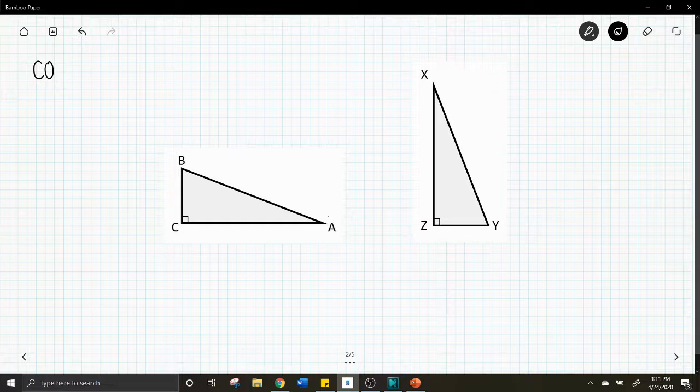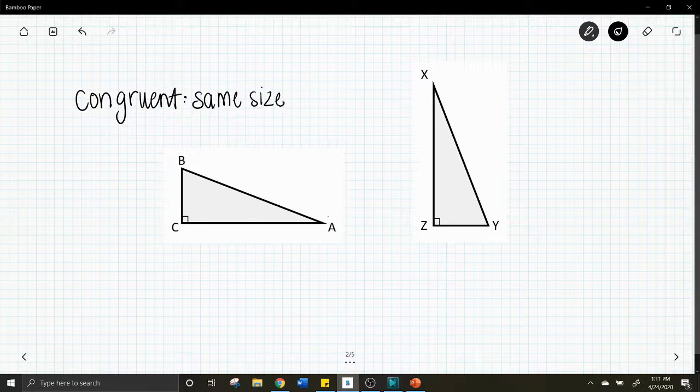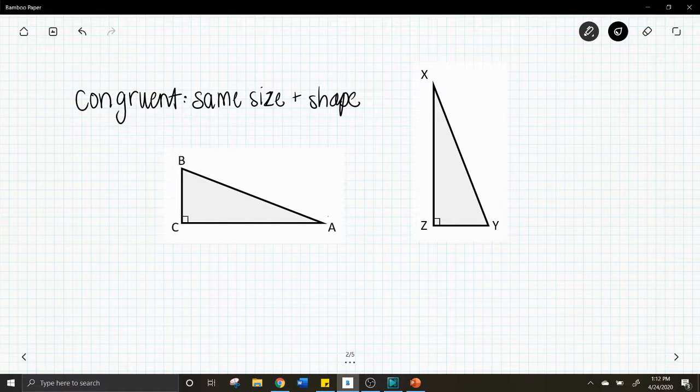So if you're not familiar with the term, we're going to figure out if these 2 figures are congruent. And what congruent basically just means is that the figures are the same size and shape. So they both need to be triangles, the exact same type of triangle, and they need to be the exact same lengths and angles within those triangles. So that's congruent, same size and shape.